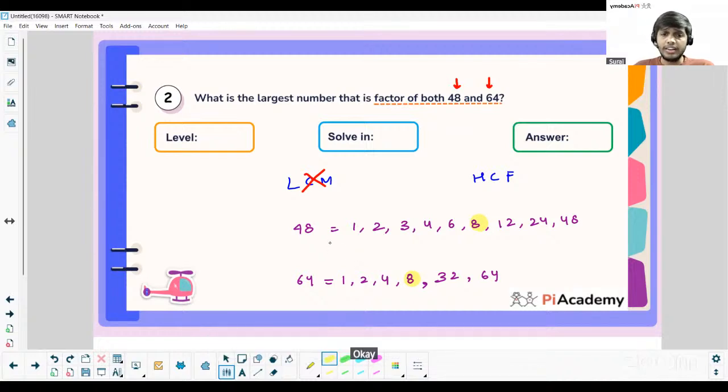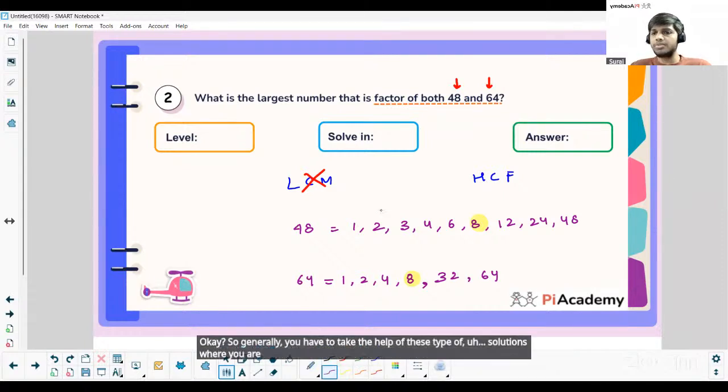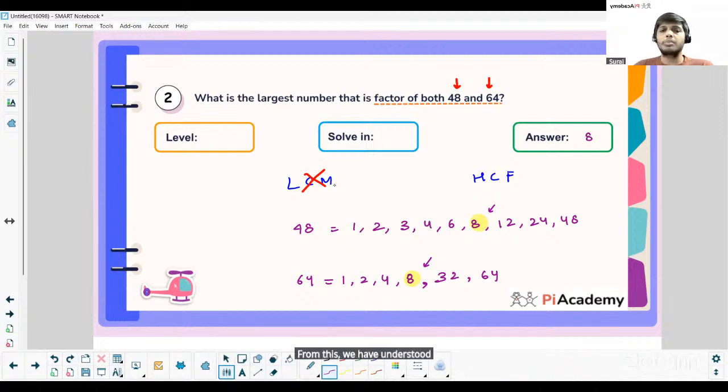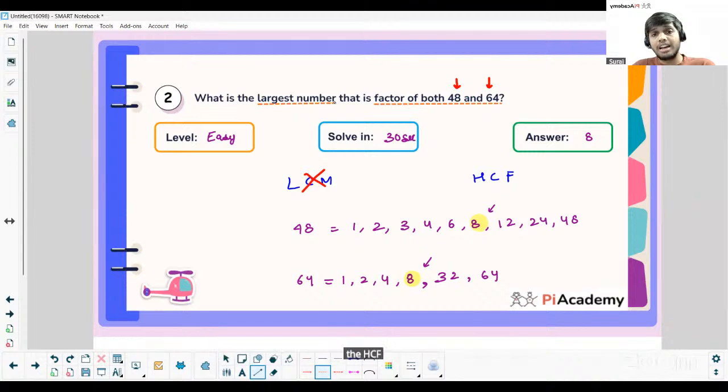Okay. So generally, you have to take the help of these type of solutions where you are listing down the factors for 48 and 64, and then trying to identify the common element. From this, we have understood that the HCF is equal to 8. These are very easy level questions. The only thing you have to remember in these type of questions is the keywords. The keyword here for the HCF is largest number. This is where you should have your eyes.